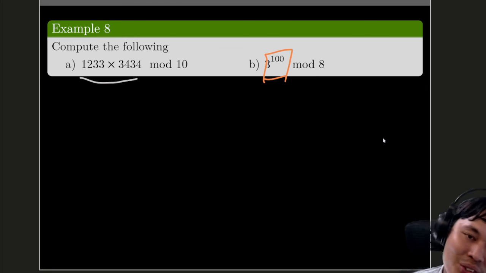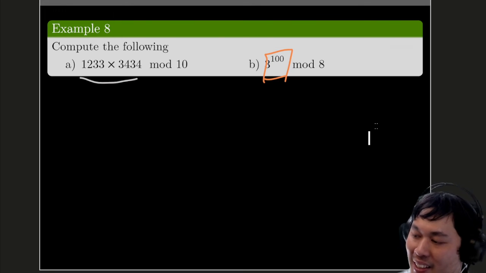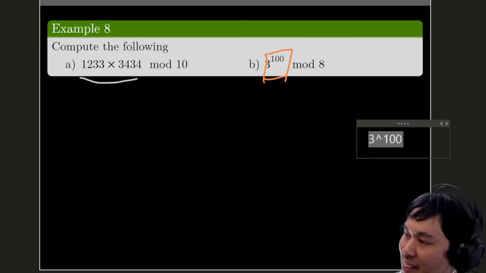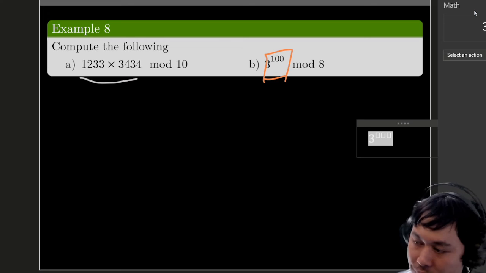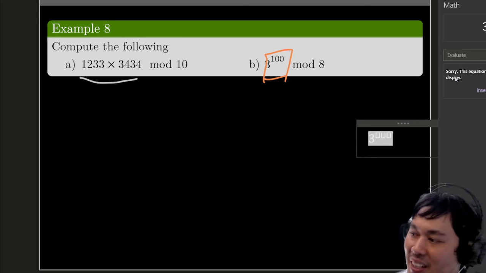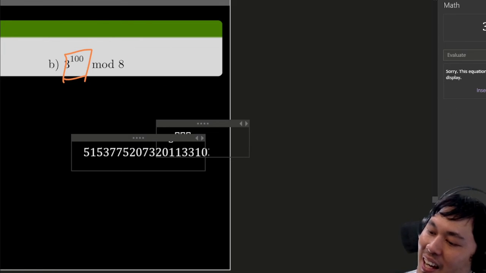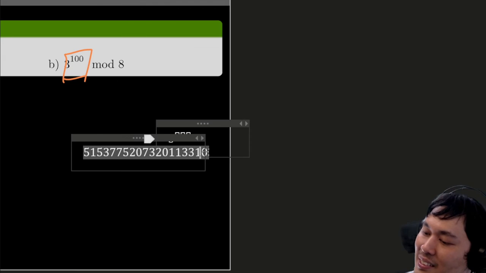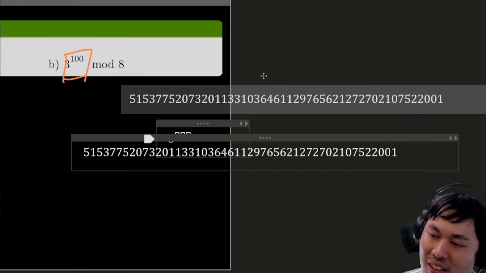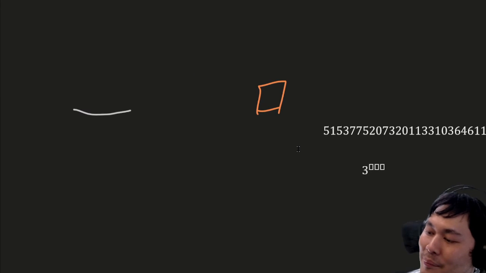I don't recommend you do that by hand, or even use your calculator, because I'm sure it's going to break. Let me try that. Maybe it's not going to break. If you try to compute 3 to the 100 and evaluate: "Sorry, it is too long for us to display." Are you going to compute that? Your choice. But suppose we don't want to.